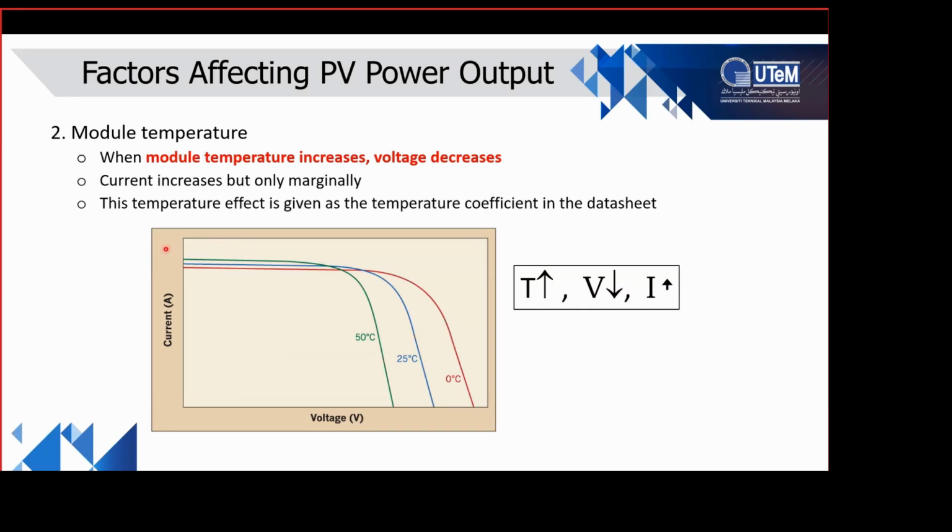Current increases, but only marginally. Current also increases, but very small compared to the voltage drop. So this also has a significant impact on the power output because as temperature increases, voltage reduces. That's why in Malaysia, the problem we have is even though our irradiance is relatively high, our temperature is also high. That's why our module performance is not optimum as we desire. Like European countries, they have summer seasons and spring and autumn seasons where the irradiance can be high and the temperature is cool. During those times, they produce quite a high amount of power.